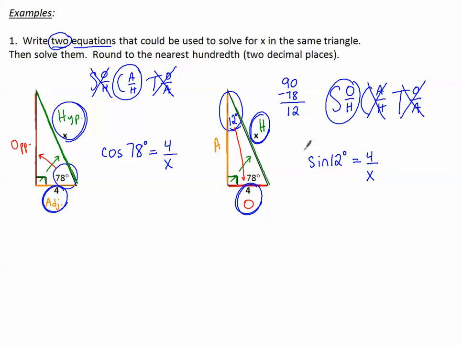So the first thing we were supposed to do is done. Write two equations. Both of these equations can be used to solve for x in the same triangle. Notice nothing different was given. I just have two different ways that I could solve it. Now let's talk about how to solve it, and we'll round appropriately.